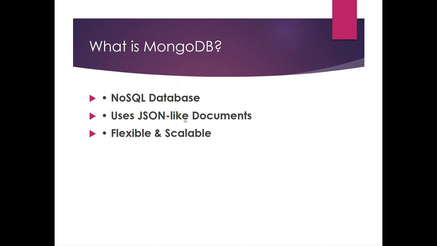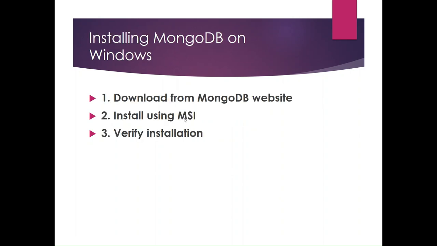Okay, so let's now install MongoDB on your system. To install MongoDB, first we need to download it from the MongoDB website. Then install it using the MSI. So here we have to download the MSI package. Then we will verify the installation. So we'll go and download MongoDB and install it.